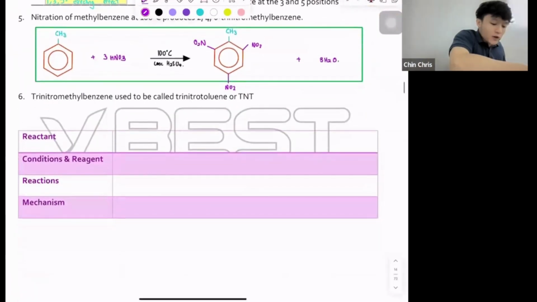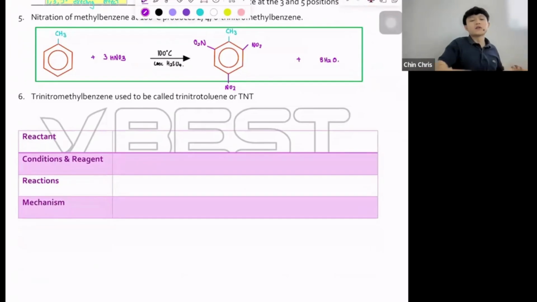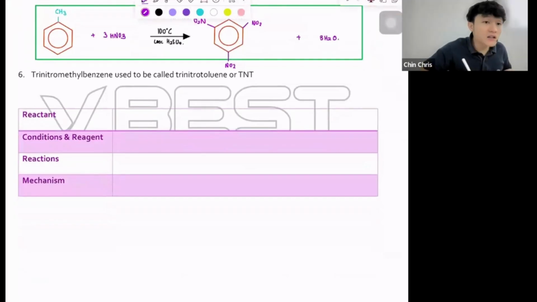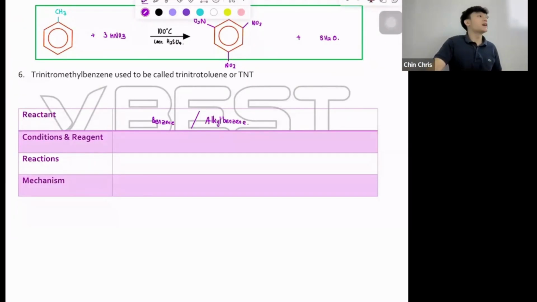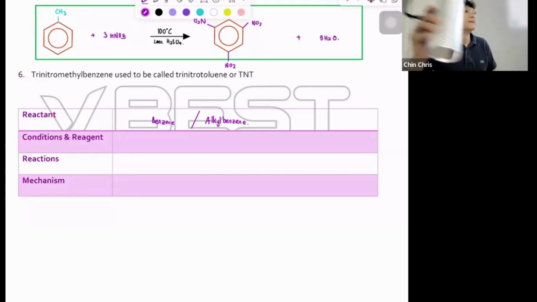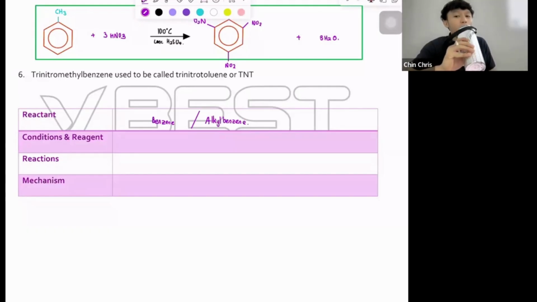Alright, guys, next. Trinitromethylbenzene is used for trinitrotoluene. It's fine. This one, no. So, guys, let's go. Reactant here, we have benzene. Oh, we can take an alkylbenzene now. Guys, by the way, we are not 50% done yet for this chapter. Not 50% yet. Benzene has the most reactions.